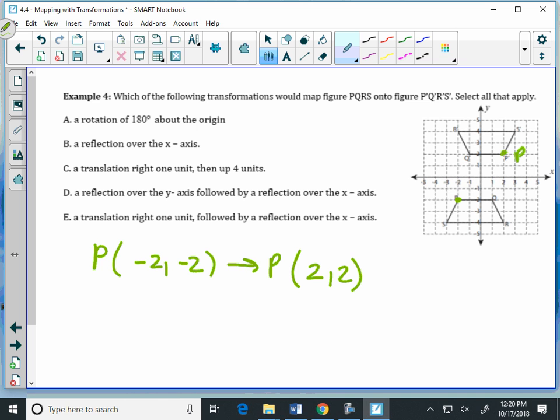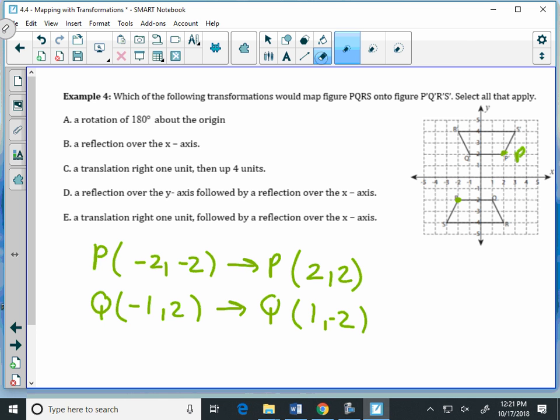Sometimes one point works and the other ones don't. So I'm going to try Q. We have -1, 2. Then do the 180 rotation, no flip, change the sign of both. Oh, I wrote down the wrong one. Sorry, that was 1, -2. I was looking at the prime. I can't see those prime marks, they're so tiny. Sorry, that was 1, -2. That would become -1, 2.